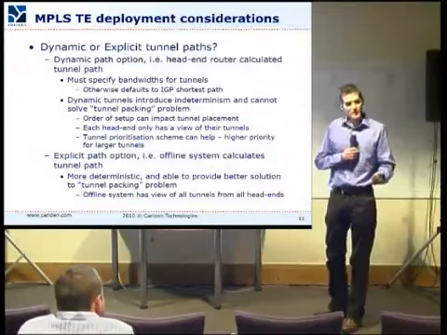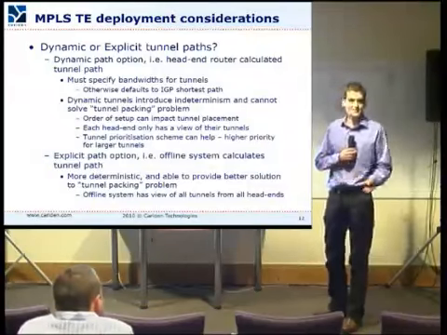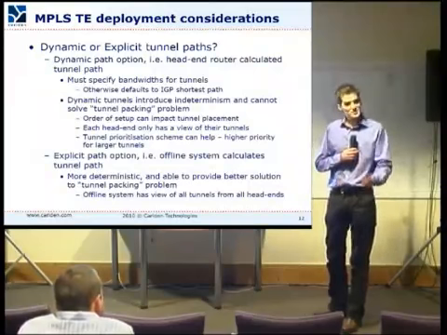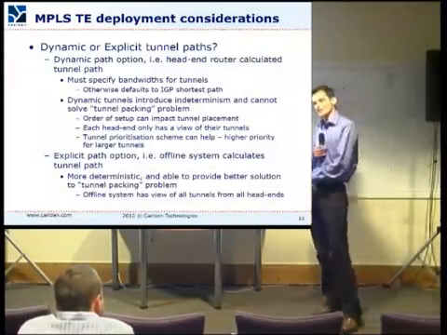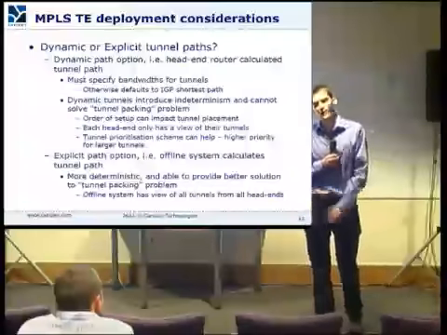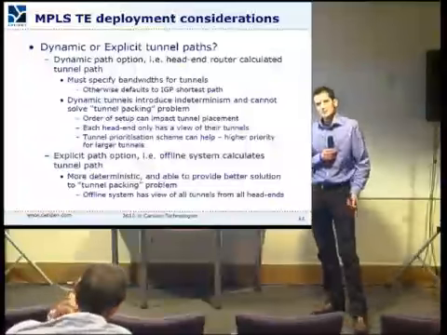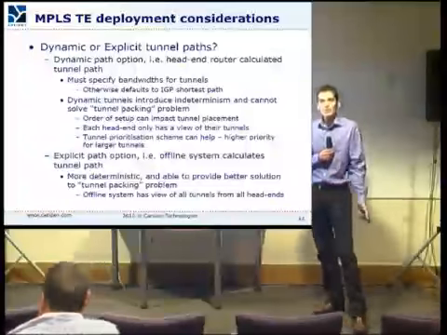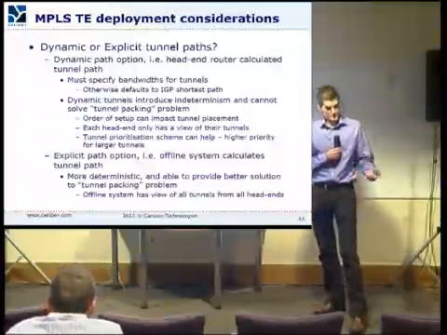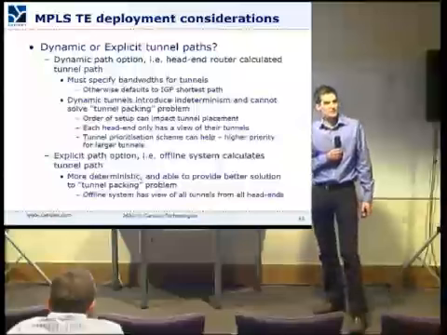So an explicit path option is where you've got some offline system that's looking at the whole problem and is able to come up with a more optimal solution, determines a tunnel path, specifies that to the head end, and then the head end just deals with the signaling of the tunnel over the path that it's been told. What are the characteristics of that? Well, you can come up with a more optimal solution from a bandwidth management perspective, but you do need some offline system that's calculating your tunnel paths.